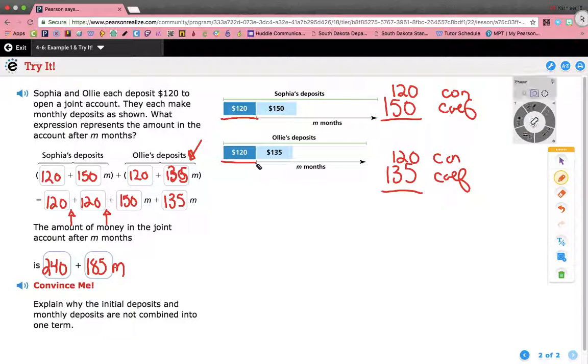Let me erase here. Ooh, I gotta use this fancy one. Oh. There we go. There we go.